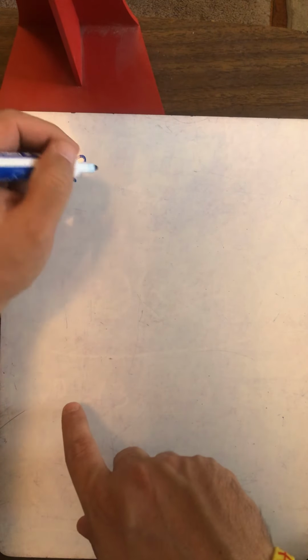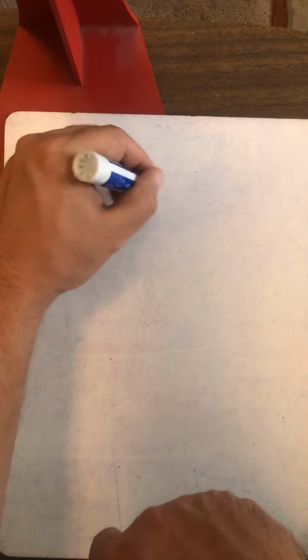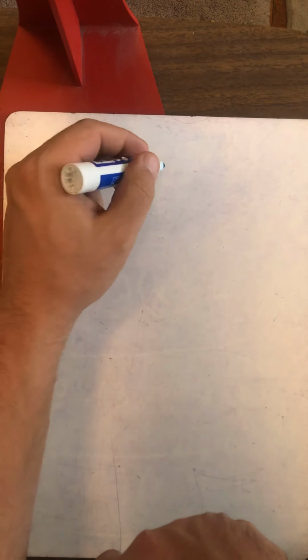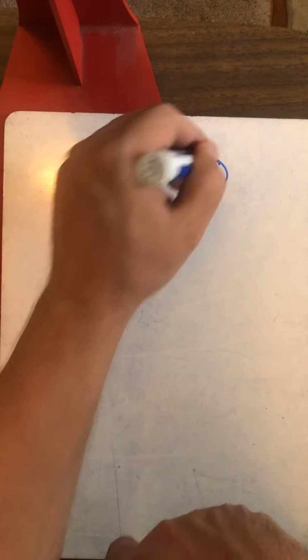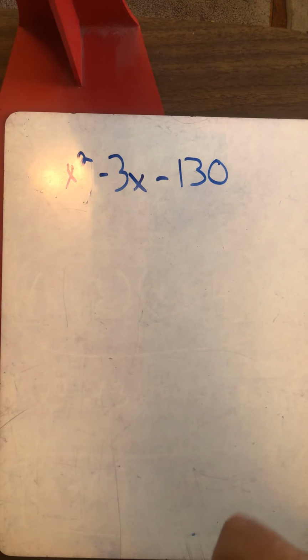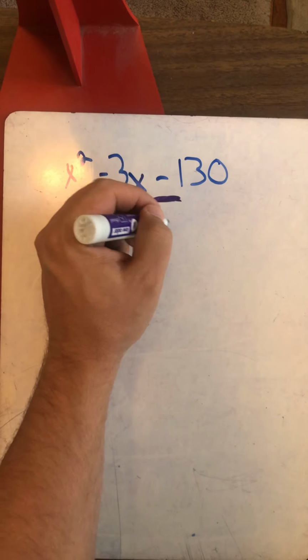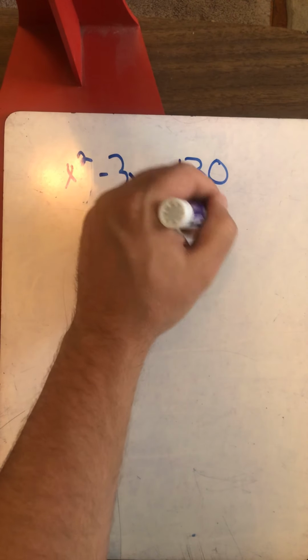Now, I bet you're wondering what's going to happen if it's not a plus in front of the c. What if it's something else? x squared minus 3x minus 130. Now it's different. It is now a minus, so it is a different sign.